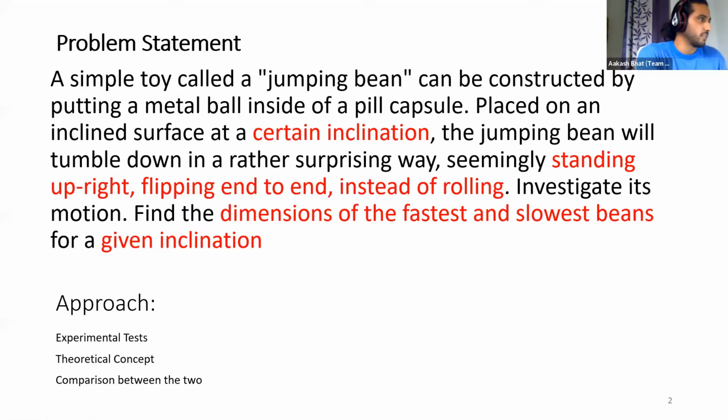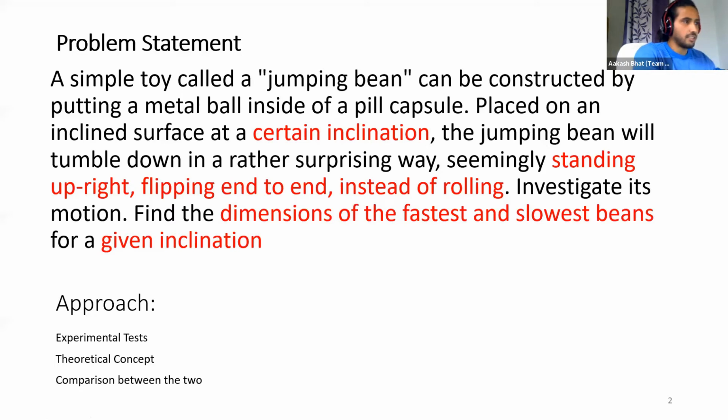The problem statement again. A simple toy called a jumping bean can be constructed by putting a metal ball inside of a pill capsule. Placed on an inclined surface at a certain inclination, the jumping bean will tumble down in a rather surprising way, seemingly standing upright, flipping end to end instead of rolling. Investigate its motion. Find the dimensions of the fastest and slowest beans for a given inclination.